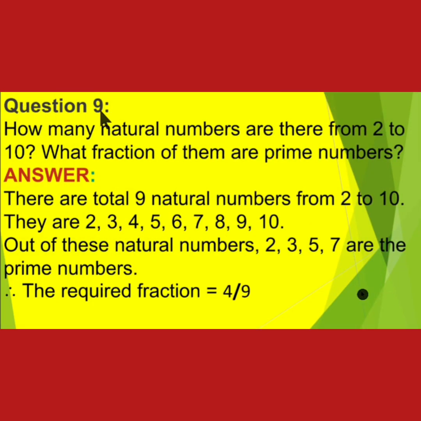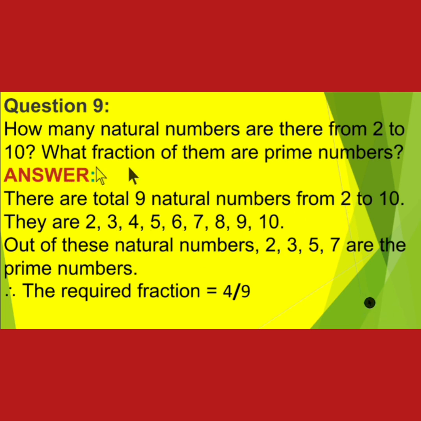Next is question number 9. How many natural numbers are there from 2 to 10? From 2 to 10 means we start from 2 and go up to 10. What fraction of them are prime numbers? First we write the natural numbers from 2 to 10. There are a total of 9 natural numbers from 2 to 10, and they are 2, 3, 4, 5, 6, 7, 8, 9 and 10.